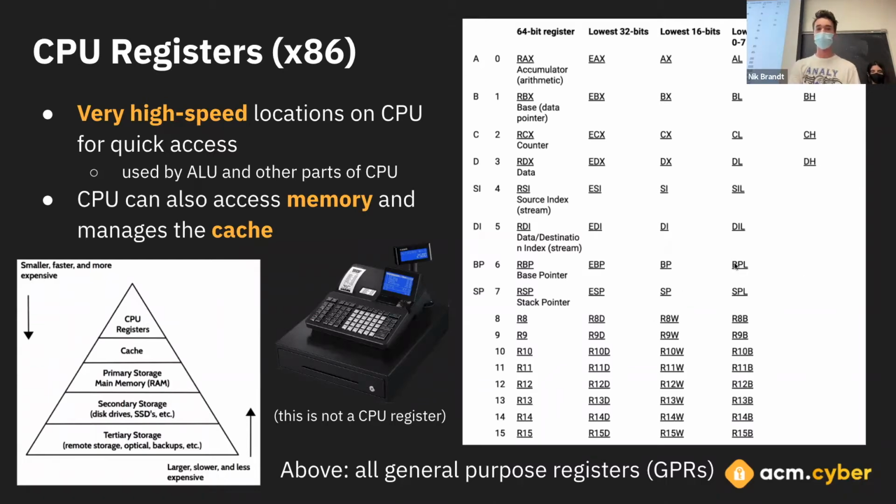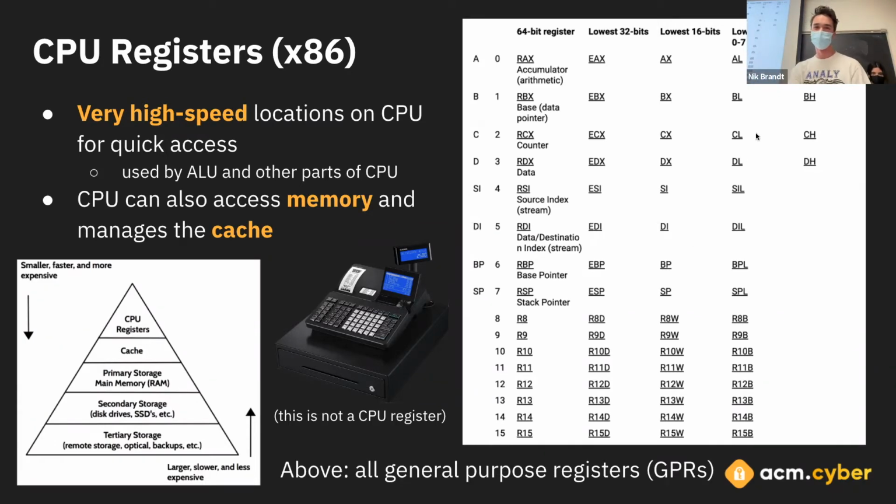And of course, the CPU can also access memory and manages the cache. So memory is on the system. It's where your program has its code running and where it has relevant data that you're working with. And the cache is kind of in between registers and the memory. It's an area where the memory is cached and it's quicker accessible by the CPU.